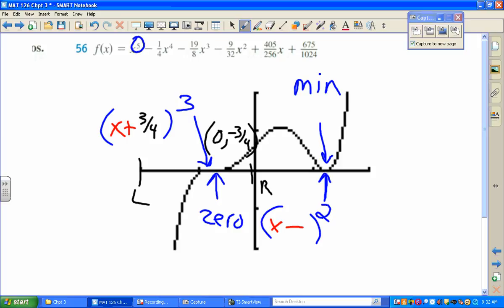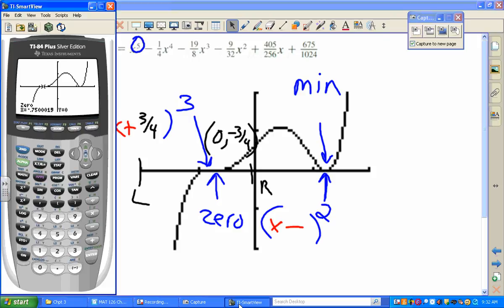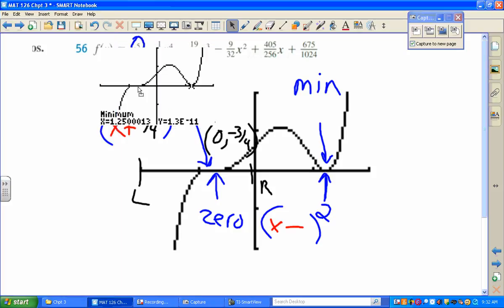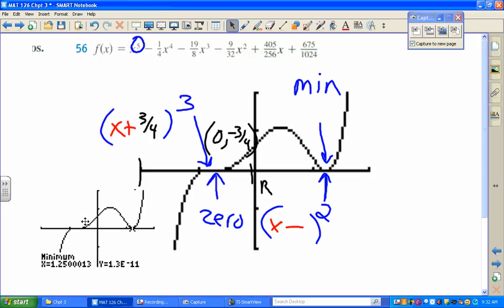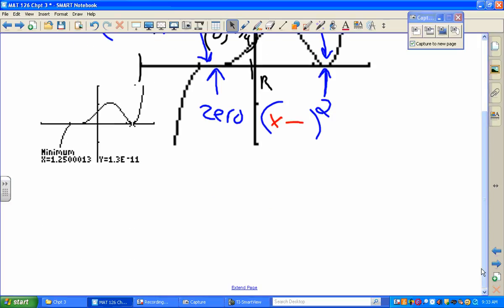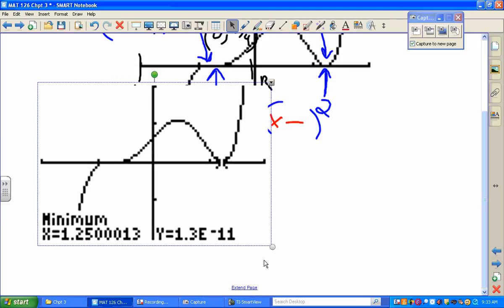Okay. So on the other one, I'm going to do minimum. Second, calculate minimum. Left bound, I'm going to go 0. Right bound, I'm going to go 2. And the guess, I'm going to go with 1. Nice. We've already discussed that 3 times. What does that mean? There's a number, 1.3e.